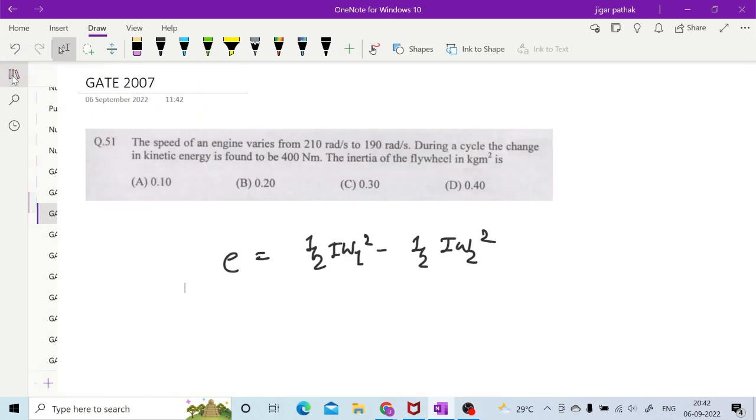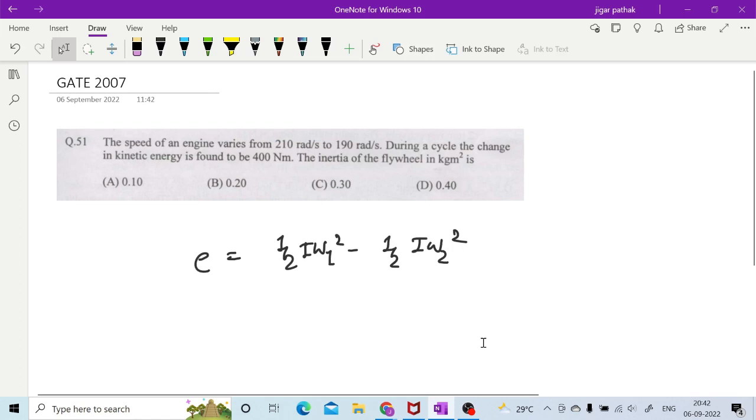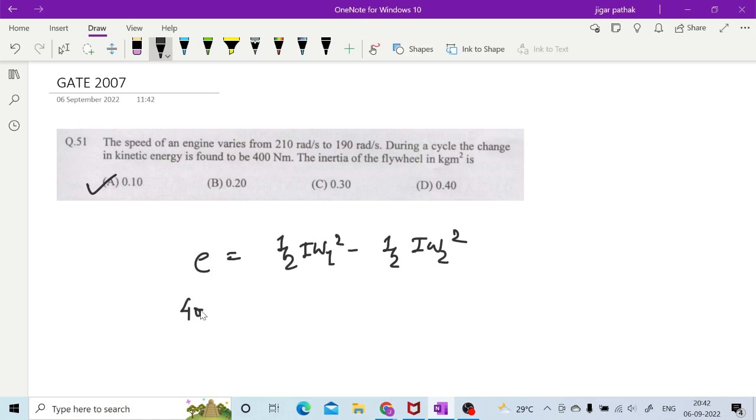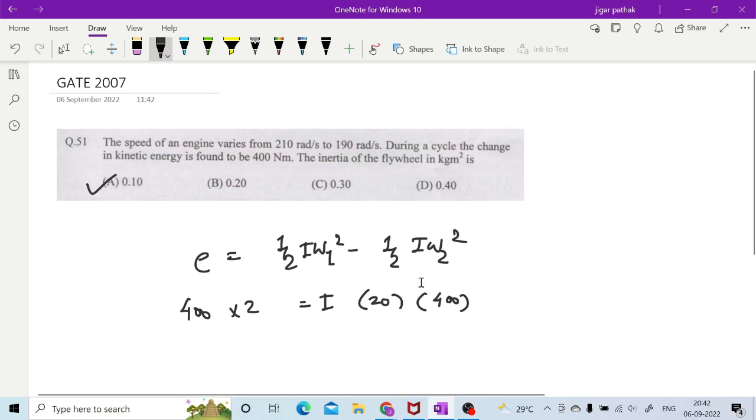Okay, sir, option A, point 1. Okay, everyone is getting the same. Yes, sir. So I guess it is very straightforward, right? This 400 into 2 is equal to I, omega 1 minus omega 2, which is 20, and omega 1 plus omega 2, which is 400. Right? So this way you can get I is equal to 0.1. Clear?